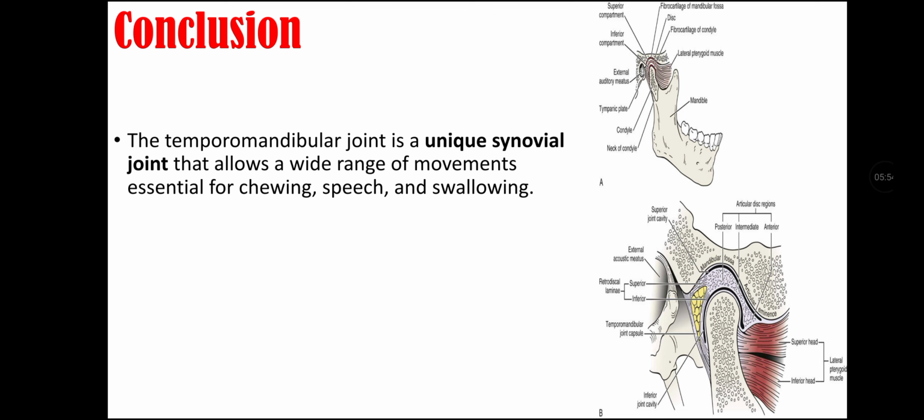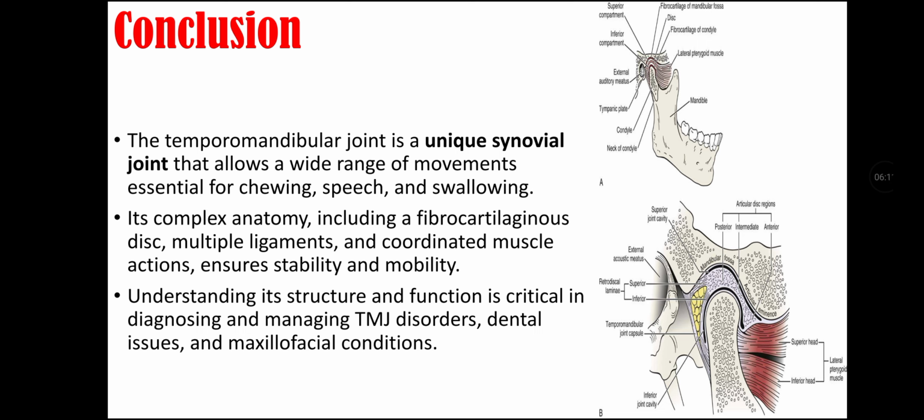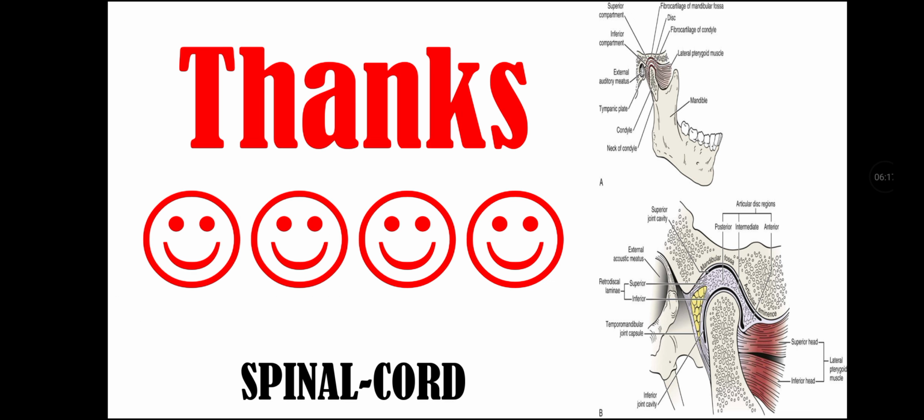Temporomandibular joint is a unique synovial joint that allows a wide range of movements that are essential for chewing, speech, and swallowing. Its complex anatomy, including a fibrocartilaginous disc, multiple ligaments, and coordinated muscle action, ensures stability and mobility. Understanding its structure and function is critical in diagnosing and managing TMJ disorders, dental issues, and maxillofacial conditions. And this was all about temporomandibular joint.